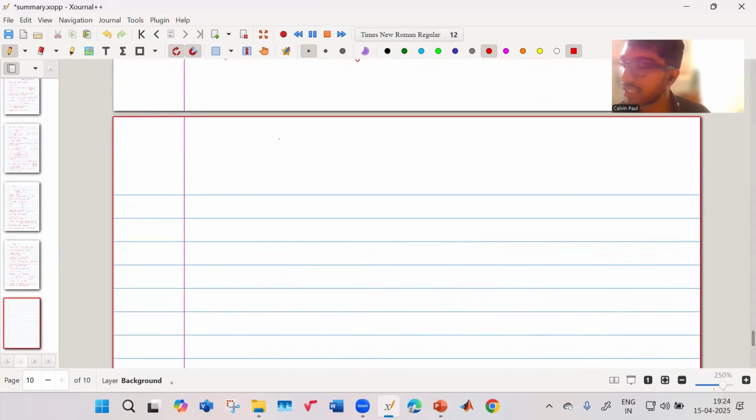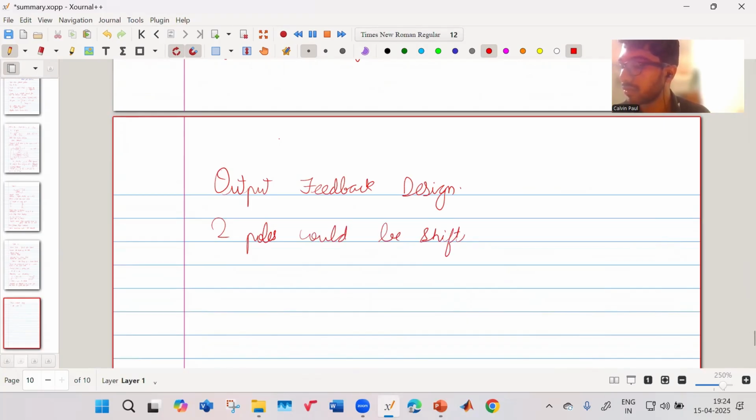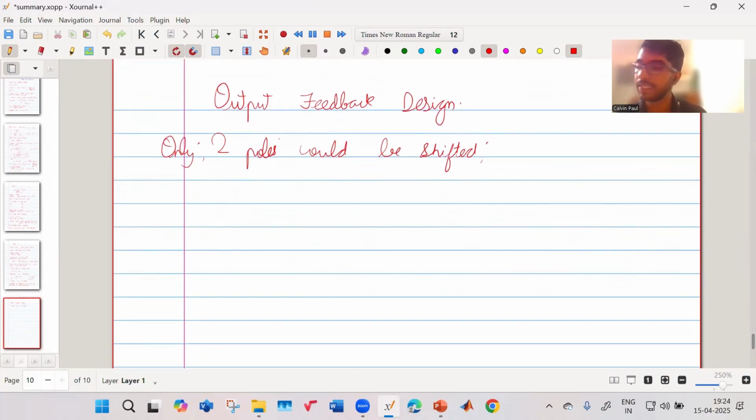After that, Sir has done what is known as output feedback design. And Sir showed that only two poles could be shifted using output feedback.